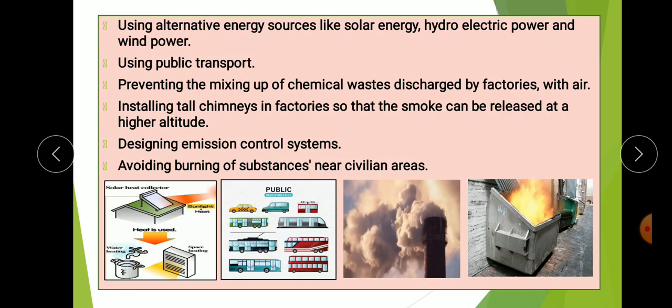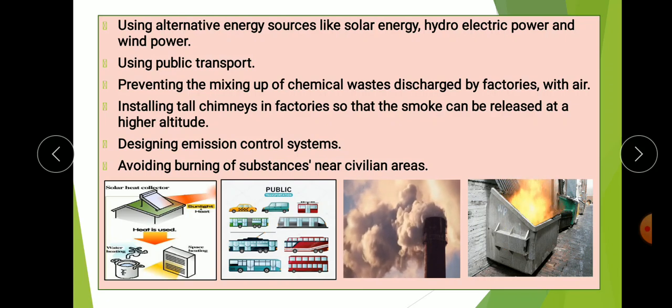Next, prevent the mixing of chemicals and waste discharged by factories with air. Before the factories release the chemicals and waste, we need to filter them to cause less pollution. Next, install tall chimneys in factories so that the smoke can be released at a higher altitude.